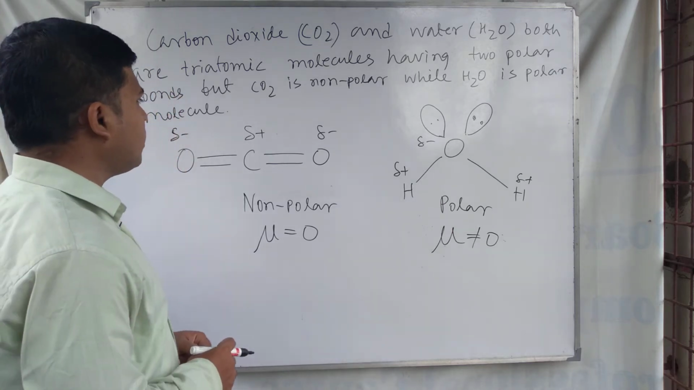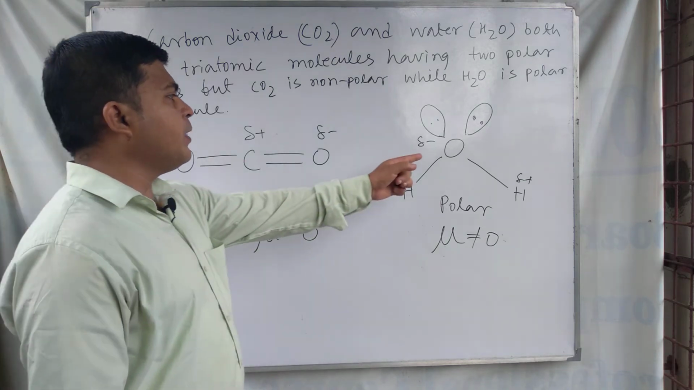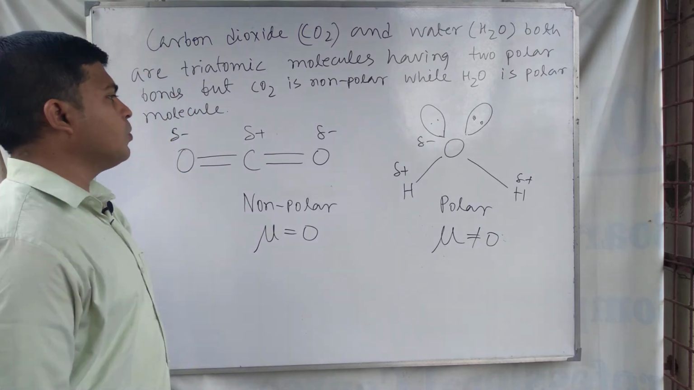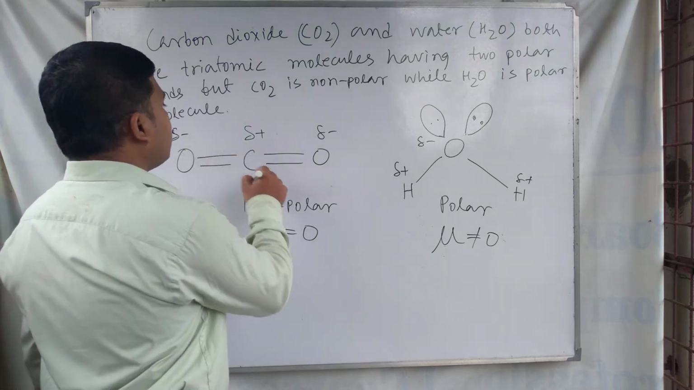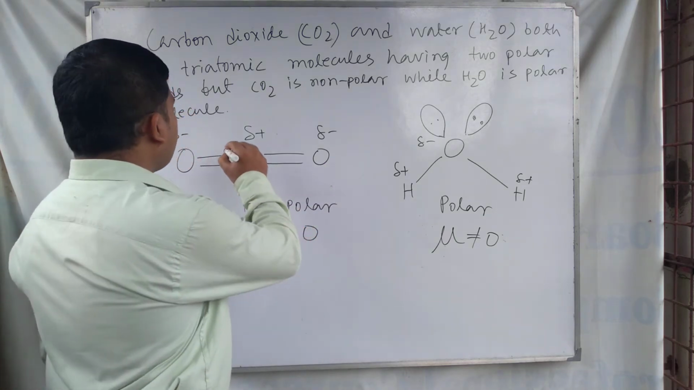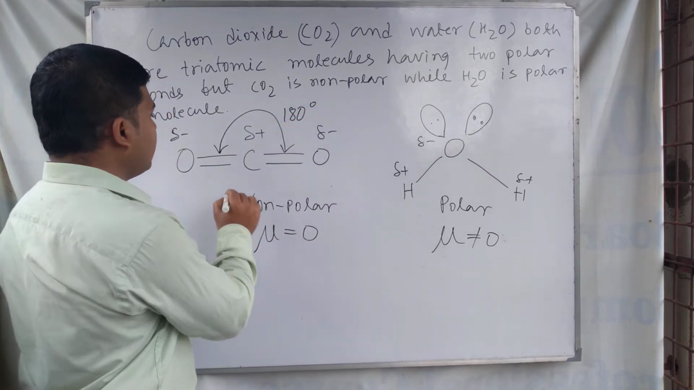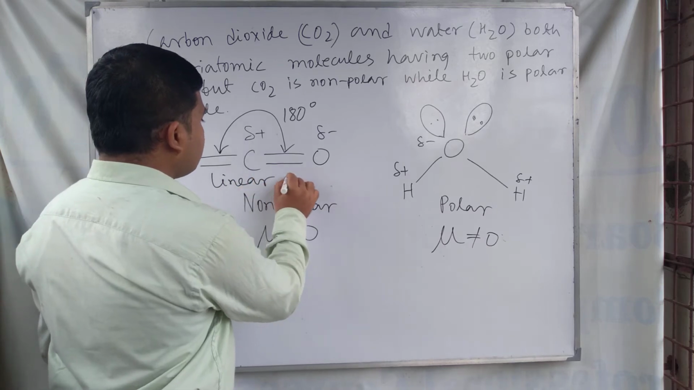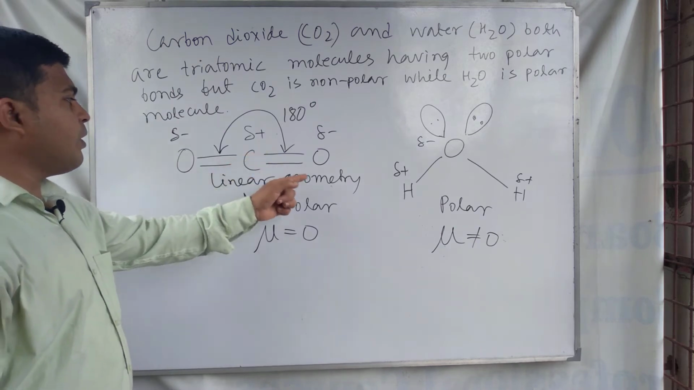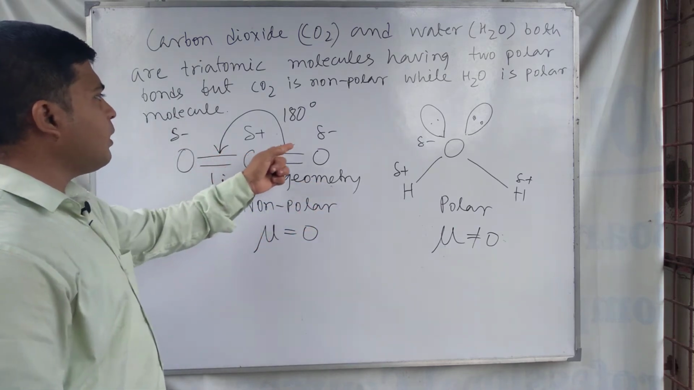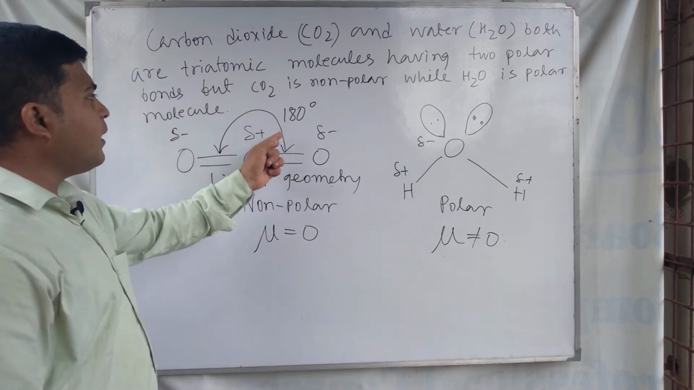Now in this video lecture we discuss the main reason why carbon dioxide is a non-polar molecule and water is a polar molecule. Look at the difference in the geometry of these two molecules. In the case of carbon dioxide, the bond angle is 180 degrees, that is, linear geometry. Here the bond angle between oxygen, carbon and oxygen is 180 degrees.